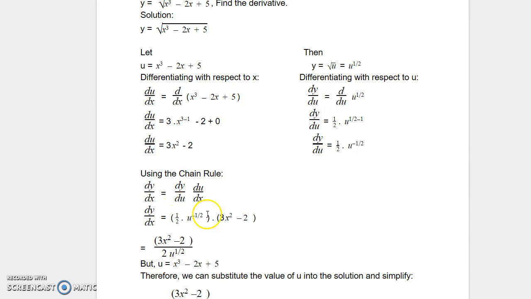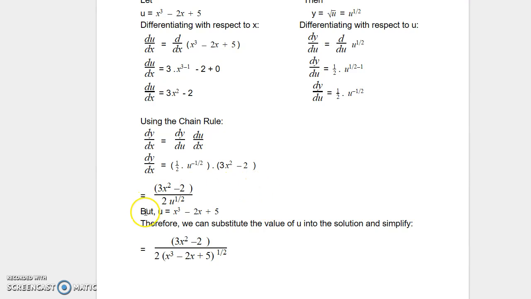So dy by du is 1 half u to the power of minus 1 half. That's what we have here. The value of du by dx is 3x squared minus 2, which we have here. Now when we put it together, 3x squared minus 2 is in the numerator, and then 2 is in the denominator. U to the power of minus 1 half, when I express it as a positive exponent, I can bring it to the denominator and write it as a positive exponent as shown there.